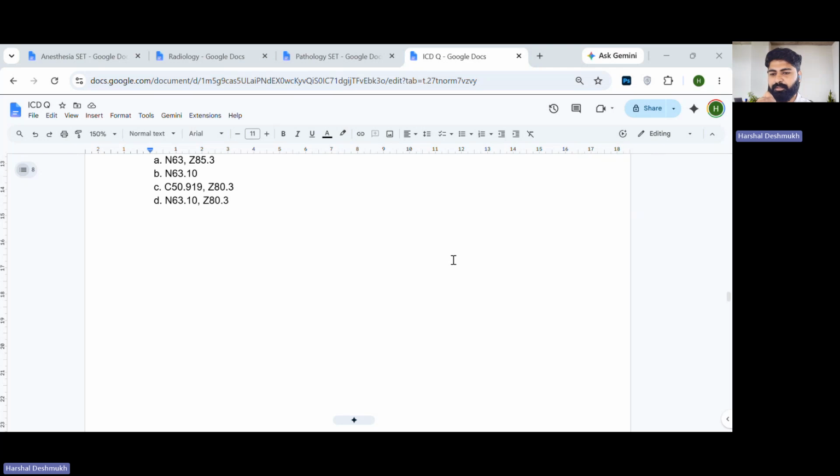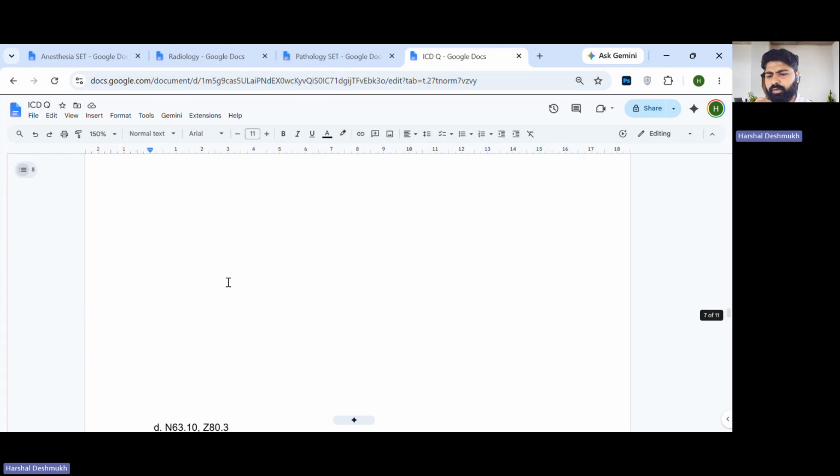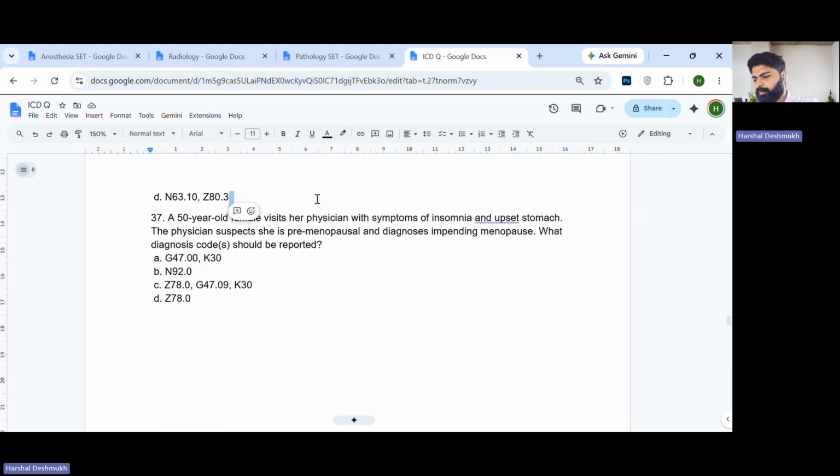All right. The answer to this question is option D. That is N63.10 and Z80.3 for history of breast cancer. Family history, since a mother and aunt are mentioned. Moving on to the next question.